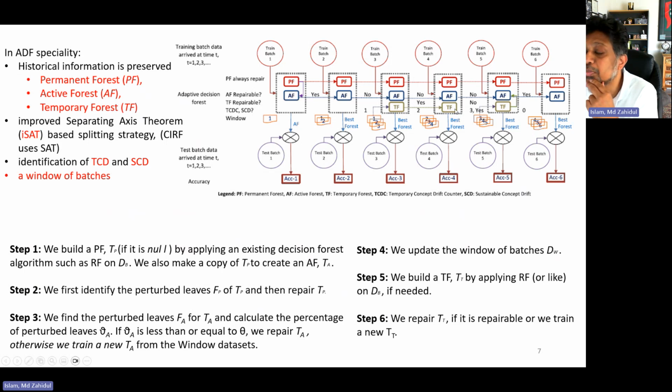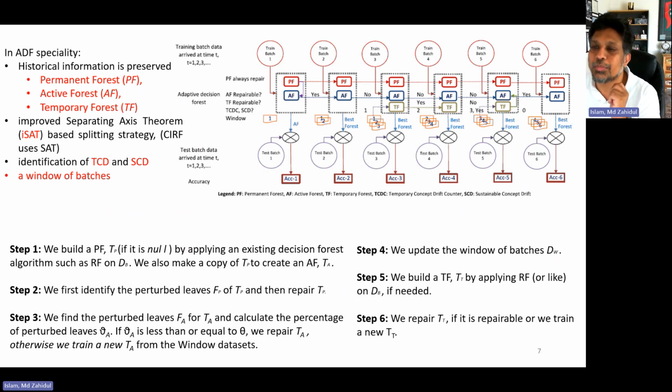Then we go to the 5th batch, and we identify whether this temporary forest is repairable or not. And we see, no, it's possibly not repairable, as I explained before. And then we build a new temporary forest. Currently, our most recent batches are 3, 4, 5. So we use these 3 batches of data, as our window size is 3 in this toy example. And if the active forest is also not repairable after a certain number of iterations, we realize that it is not reasonable to continue this active forest anymore.